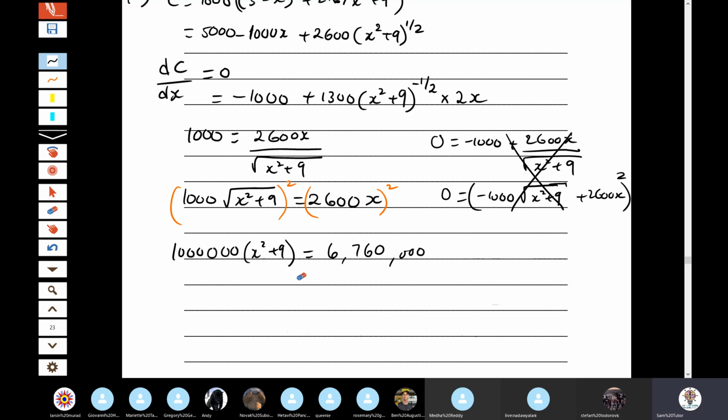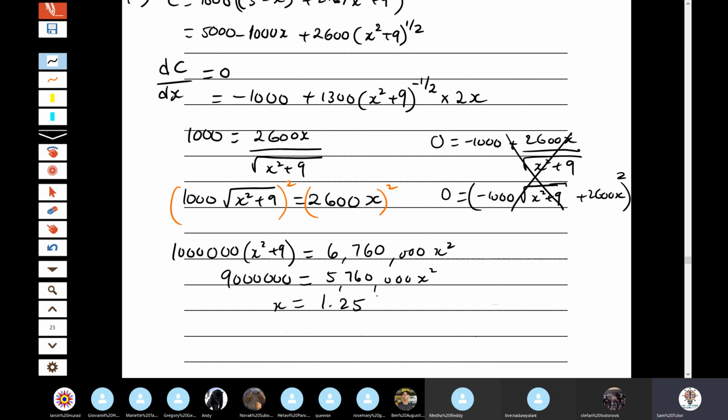X squared, and then I think you guys can see we're going to expand the million, and we're going to be left with 9 million on this side. When you subtract 1 million from here, you've got 5,760,000, and then x squared equals 9 million over 5,760,000, and then square root it. Oh, a beautiful number. That's when you know you've done it right. 1.25 exactly. All good. Next question? No, of course not.